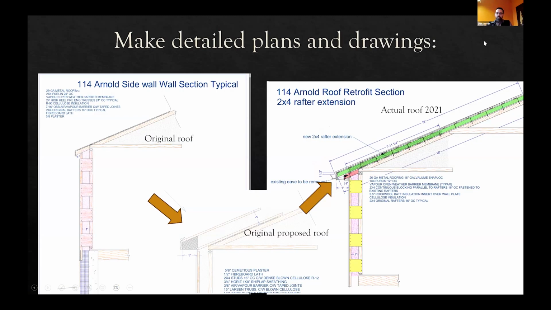So one of the learning experiences is to make detailed plans and drawings. The plans should talk out what you want to do, what you want to achieve. The drawings should reflect that, if you're having somebody do the work or you're doing the work yourselves.